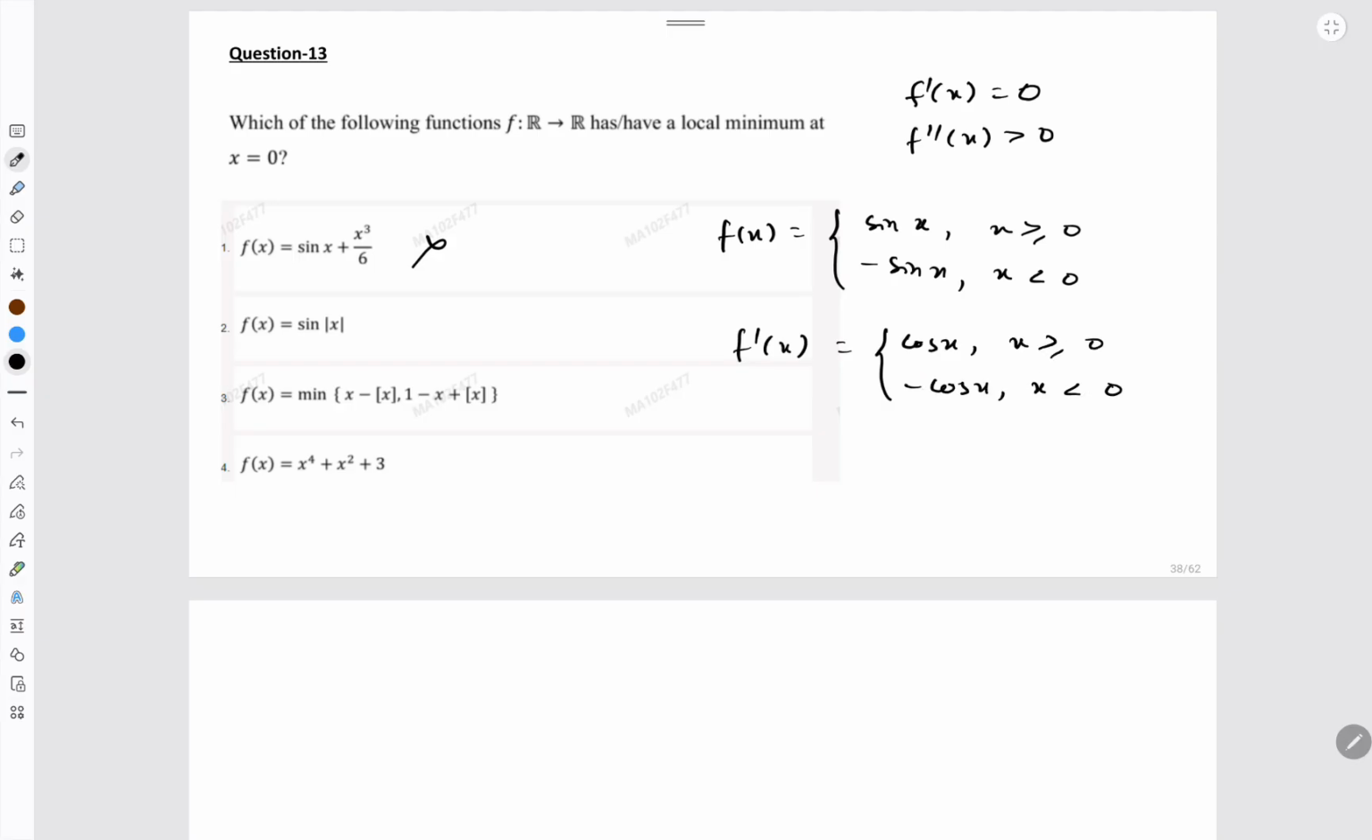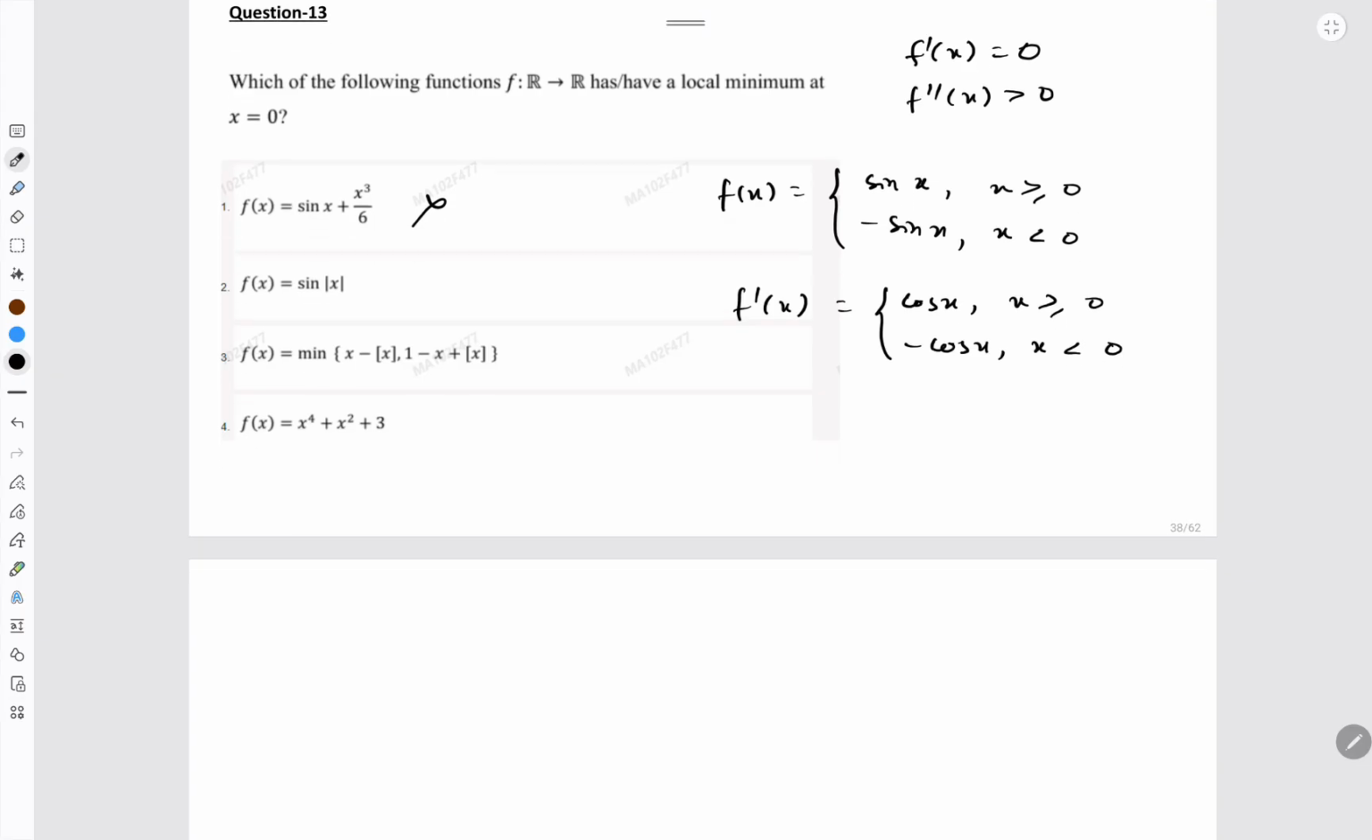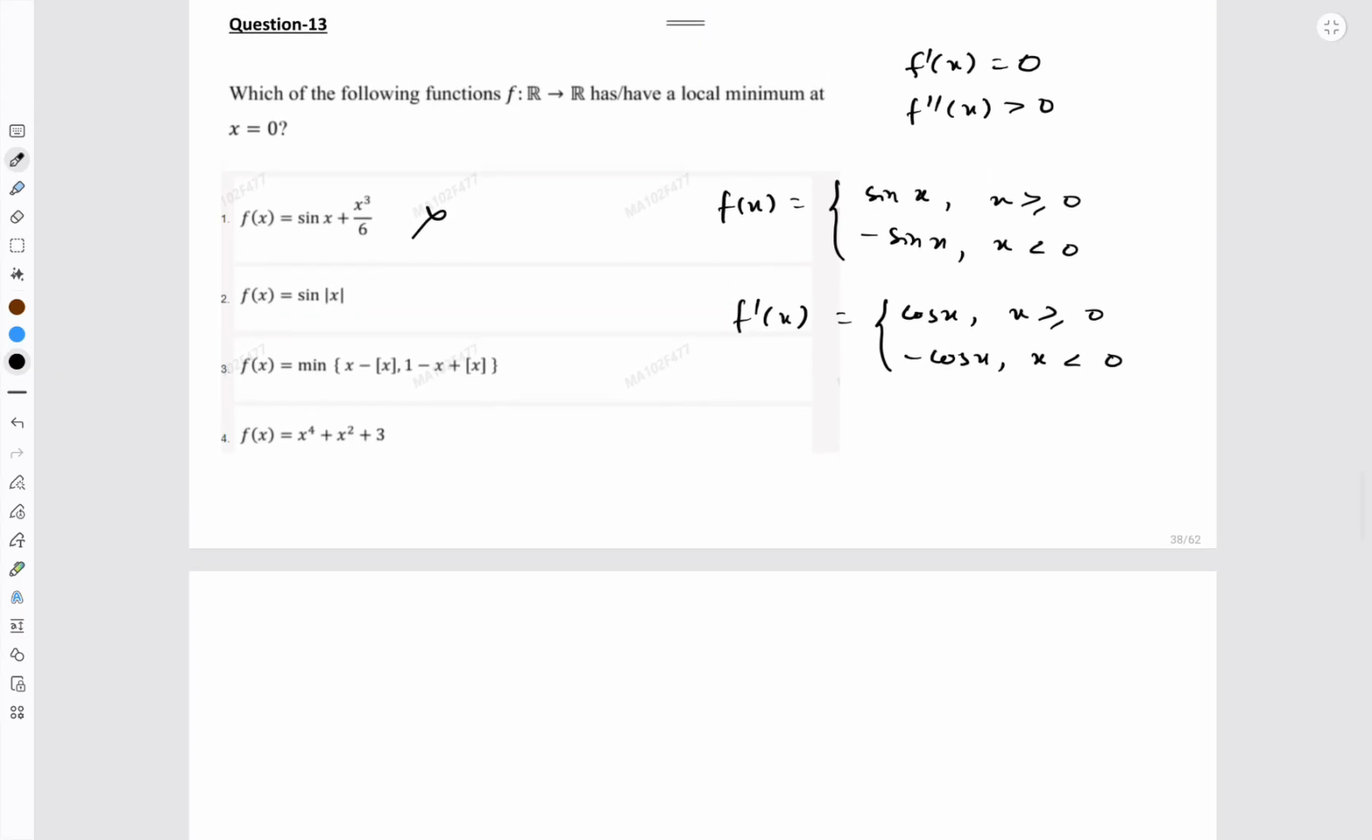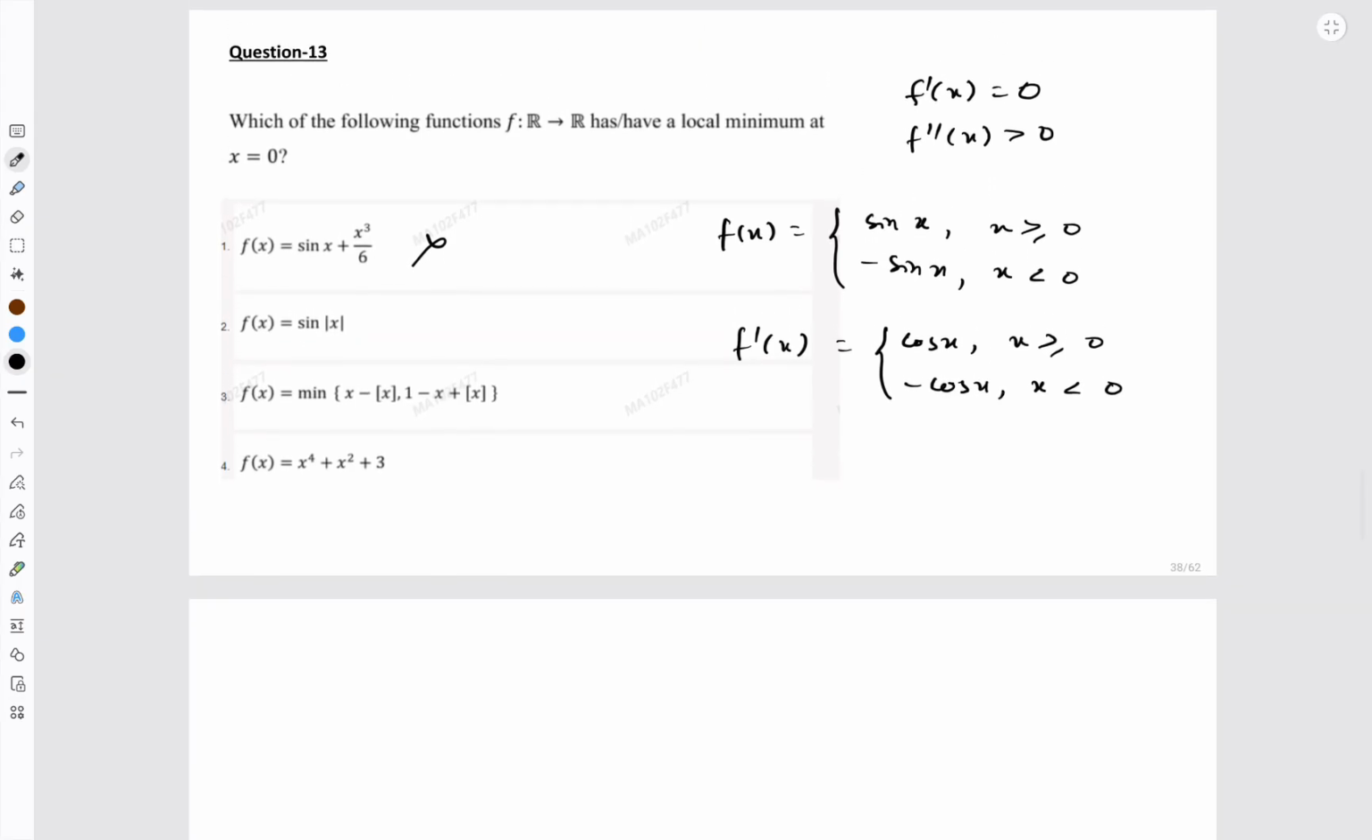So basically, f dash of 0 is 1 minus... so the derivative is first of all not existing. I mean, the function is not differentiable, but is it continuous? You can see from here that the function is not differentiable. That does not mean that it cannot have a minima or maxima.